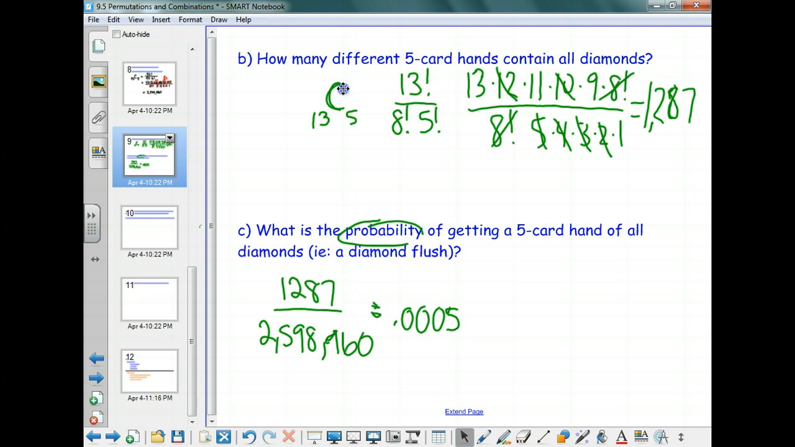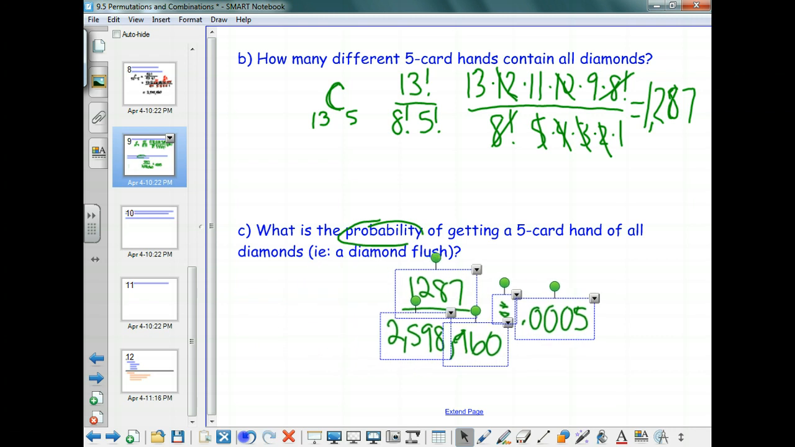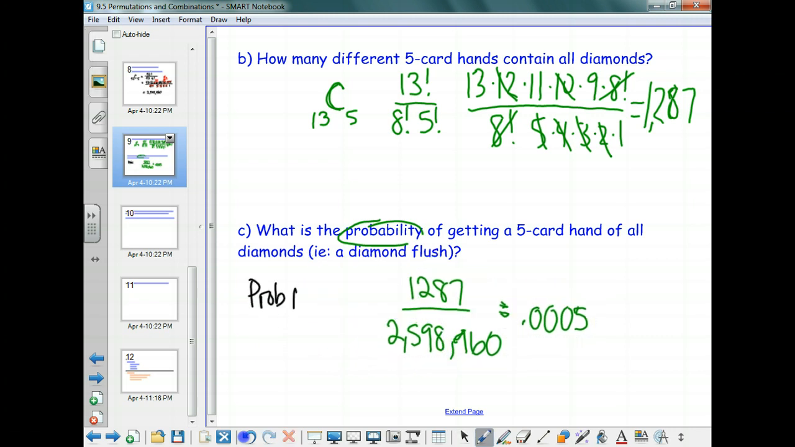Thank you, Nate. All right, so what we did here is the probability of getting all diamonds. It's not probability, the number of ways of getting all diamonds, or the number of all diamond hands, divided by the number of total hands possible.